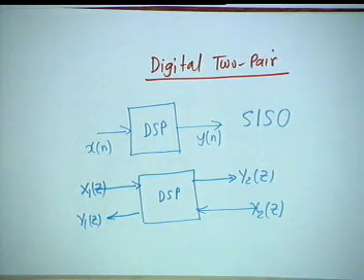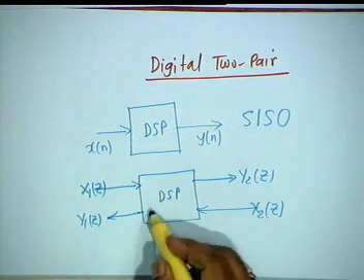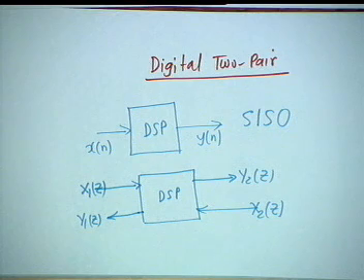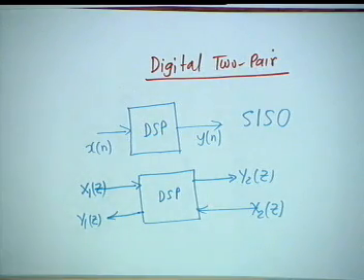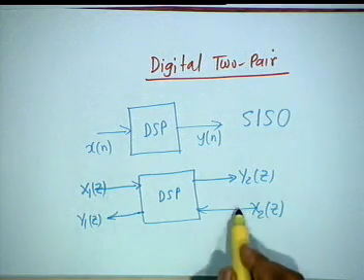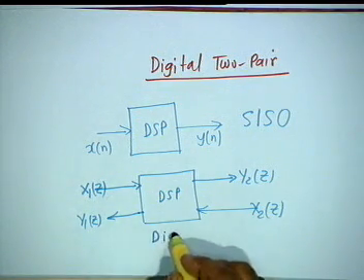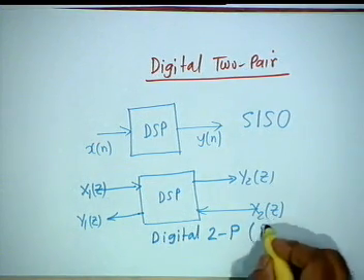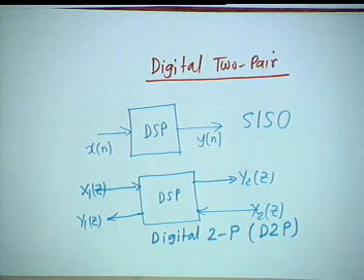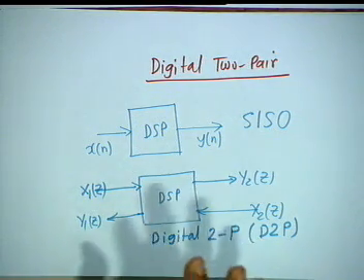Then such a device, inside the DSP we shall have simply multipliers and adders, that is all. Multipliers, adders and delays. Delays means retrieval from the storage. Such a device having two inputs and two outputs is called a digital two pair. We shall represent it by 2p, or in short a D2P, where P stands for pair and not port. Port is an analog word, we divorce that word from now. We do not have a concept of a port in DSP, it is a pair, D2P.